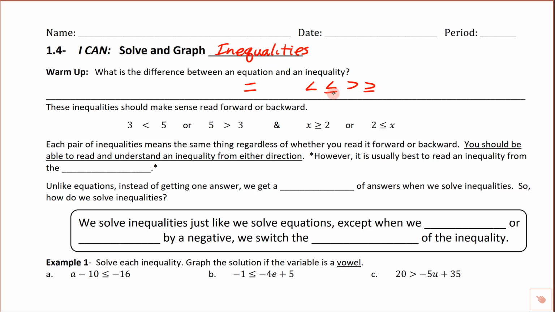And of course, that little line underneath, these two are called strict inequalities, but when they've got the little line there, they're inclusive inequalities. That little bar is left over from the equal sign, so that means that the number that we get could actually be part of the answer. And hopefully that rings a bell.